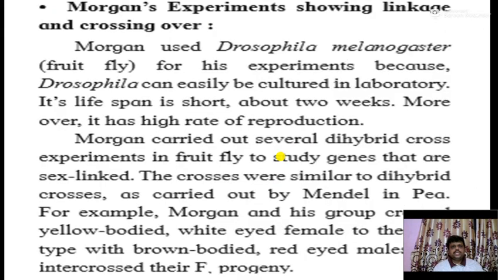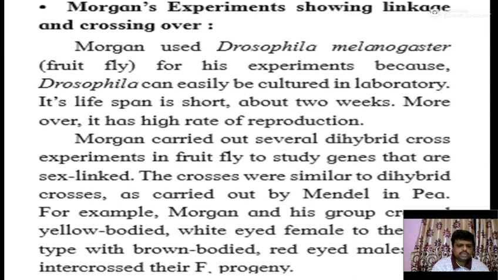Let us see the crossing over concept and the linkage concept with the help of Morgan's experiment. Morgan carried out experiments on Drosophila melanogaster. It is commonly known as a fruit fly because it can be easily cultured.